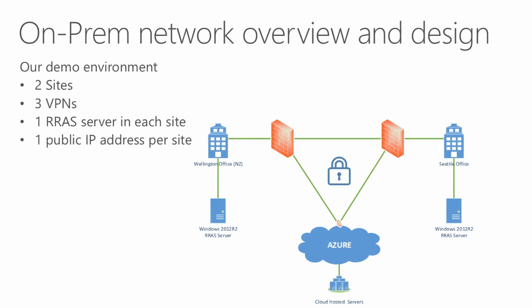Now we're on to planning our on-premises environments. So what do we need to do to our on-premises environments? Firstly, we're going to want to build a Server 2012 R2 machine at each site if our VPN device doesn't support dynamic routing. Since our VPN devices in the demo don't support dynamic routing over VPNs, we're going to go and install Windows 2012 R2 on a virtual machine in the Wellington and Seattle sites.